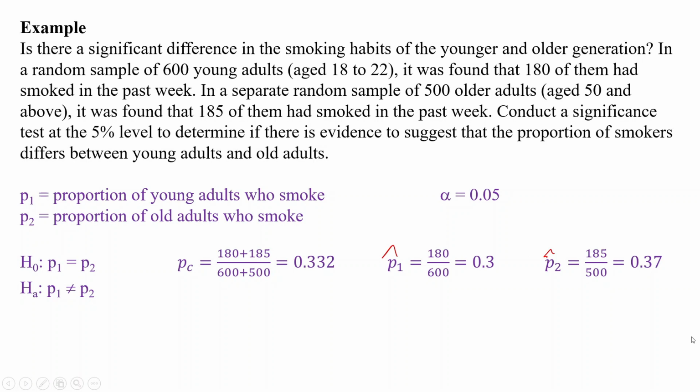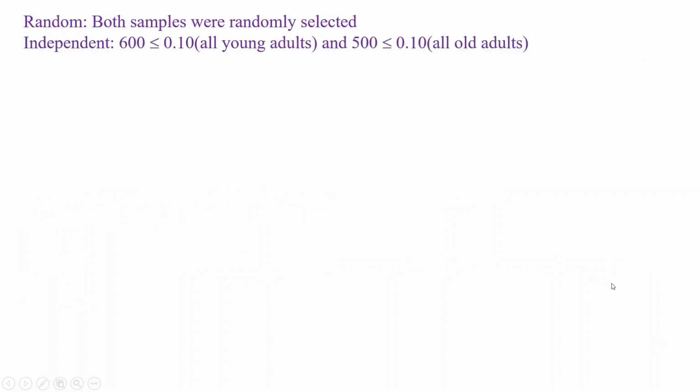So this all took place as our communicate piece. We are communicating the information in the problem and what we're trying to find. So let's check the conditions. Both samples were randomly selected. Perfect. Independent, we sampled. So let's check our two 10% conditions. And both of these are fair assumptions to make in terms of the population size. So we're good on independence.